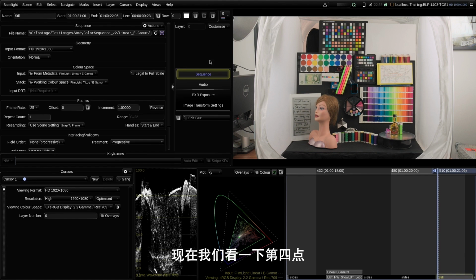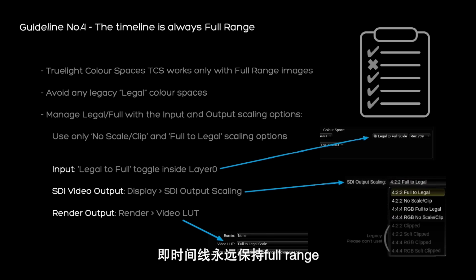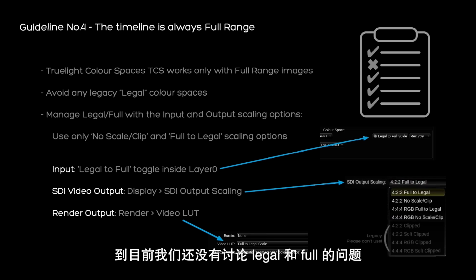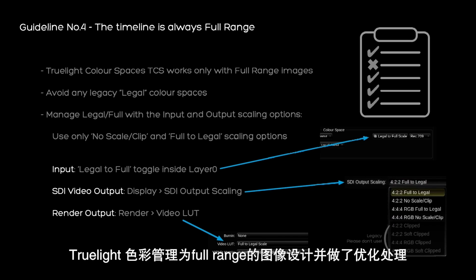Let's move on to guideline number 4. The timeline is always full range. So far I haven't talked about legal and full levels. And here's the thing. Truelight color spaces is optimized and really built for only full range images.